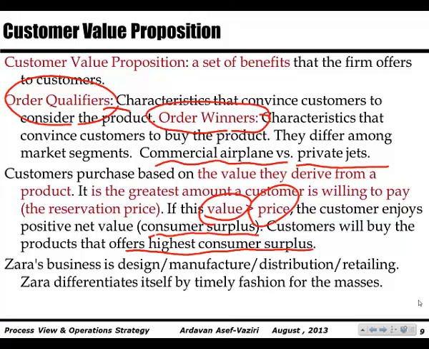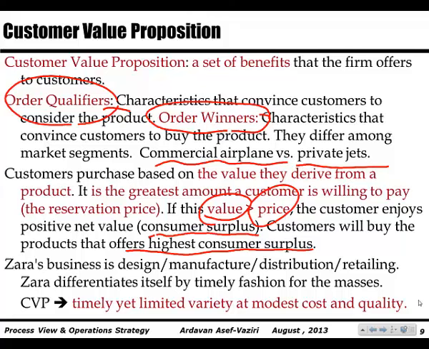Zara is a well-known name in the apparel industry. Zara's business is design, manufacture, distribution, and retailing. Zara differentiates itself from its competitors by timely fashion for the masses. The customer value proposition of Zara is timely, yet limited variety at modest cost and quality. So it looks for a market segment which is willing to buy timely fashion. It is not so anxious about the variety. The price should be average, and they expect average quality.